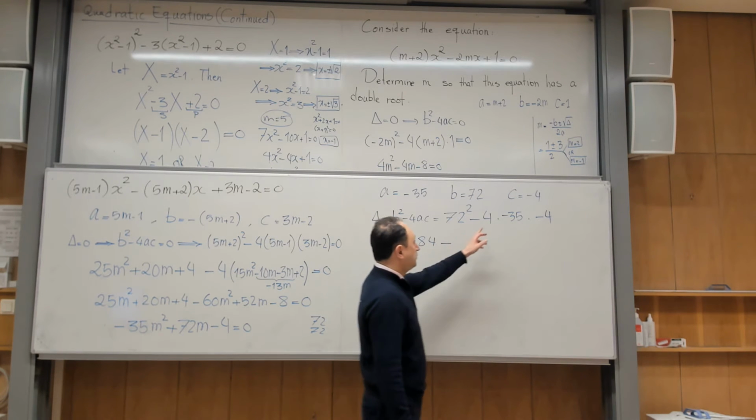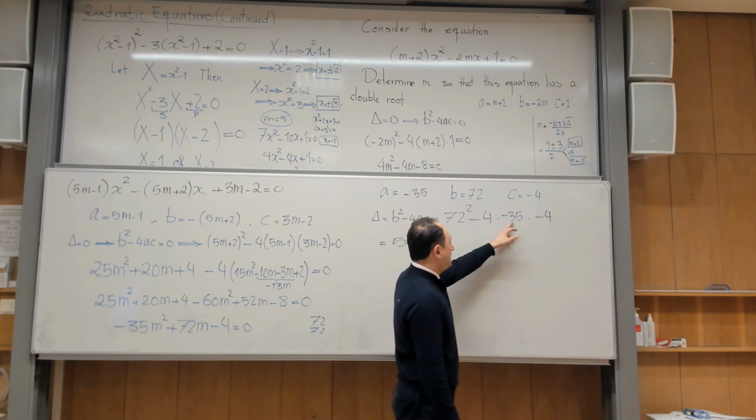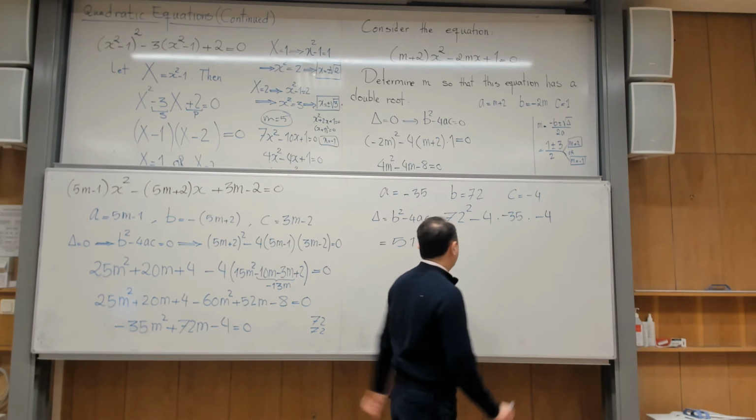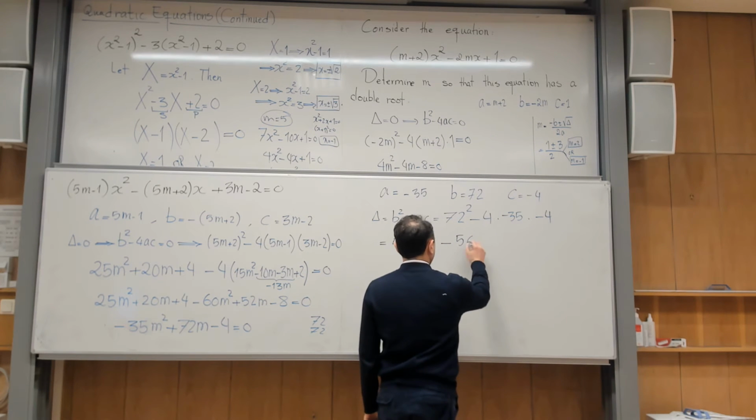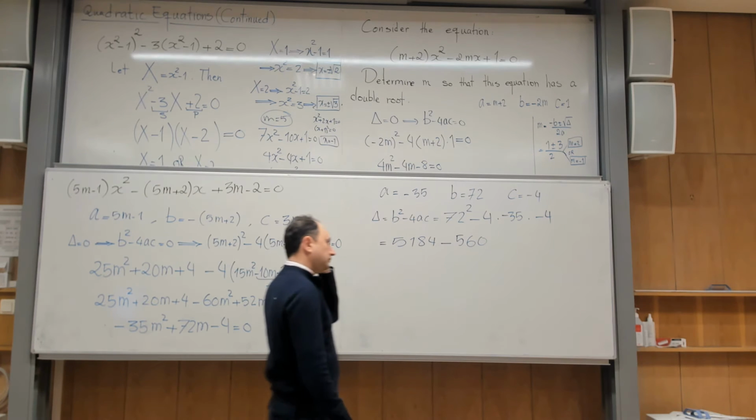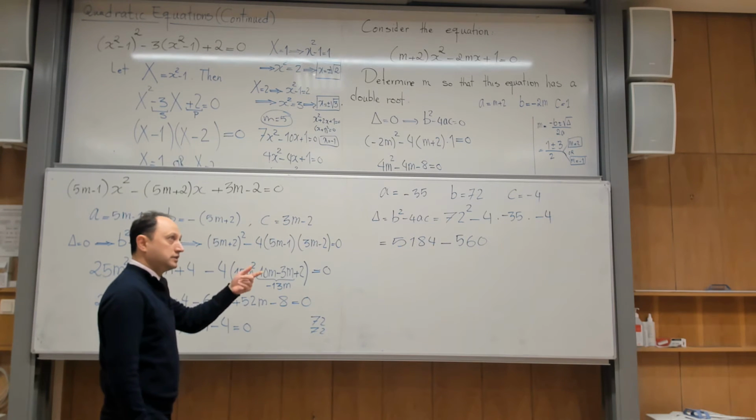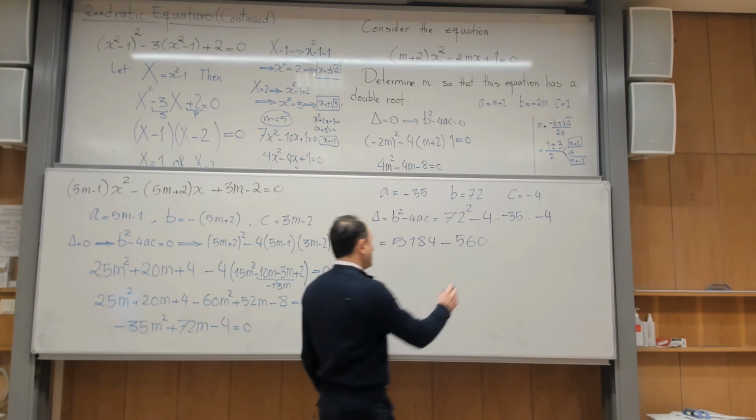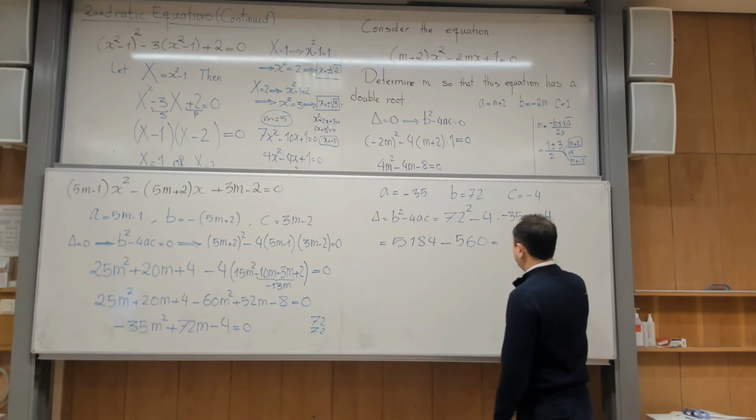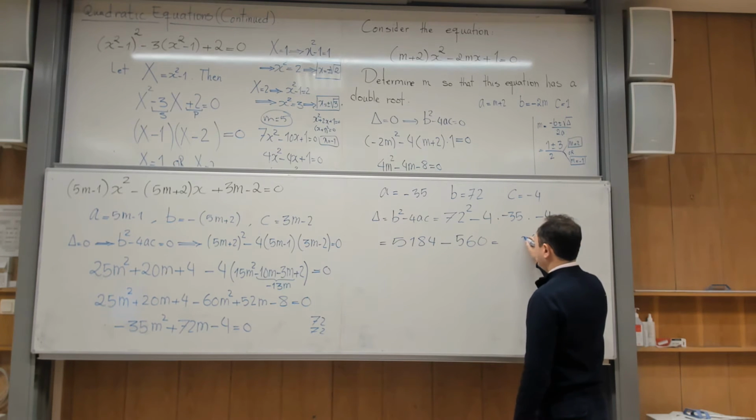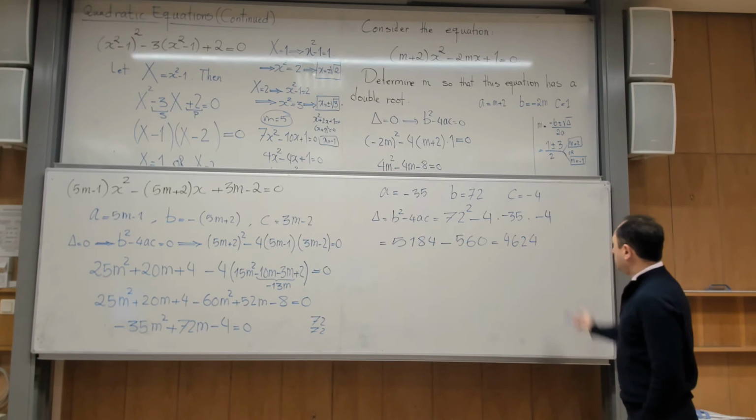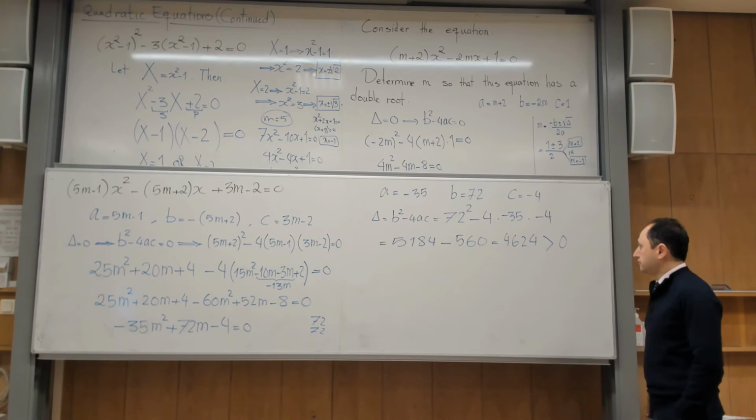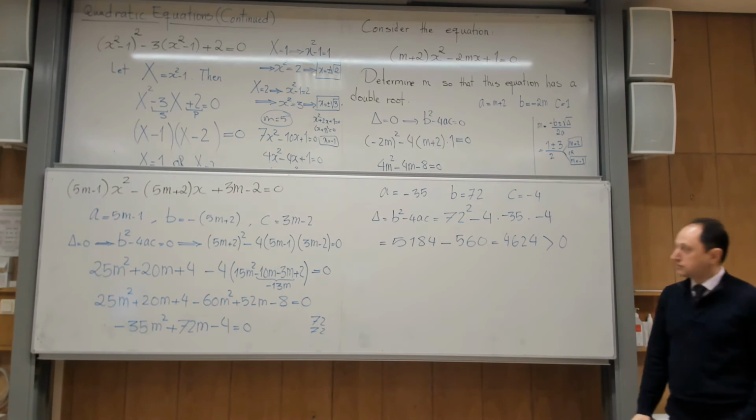Yes? And then 4 times 35 is 140, times that is 560, yes? That's correct, yes? And then if you subtract these two, this becomes 4, this becomes 2, this becomes 6 and 4. Am I right? Yes. And this is definitely positive. So I have 2 roots.